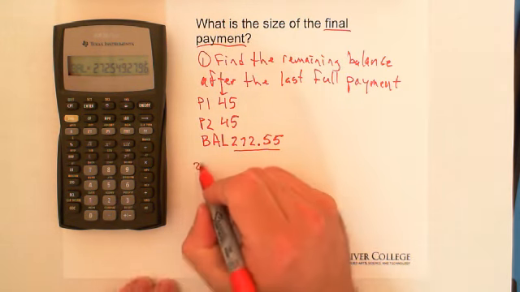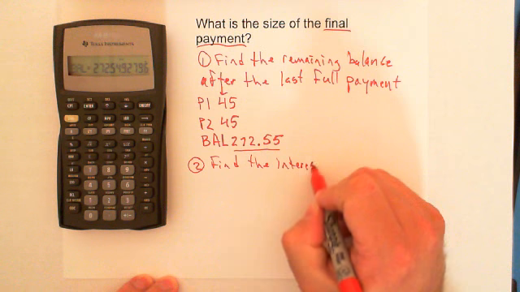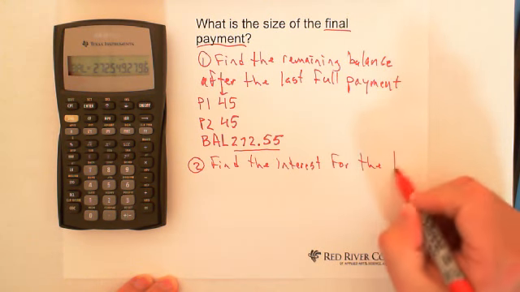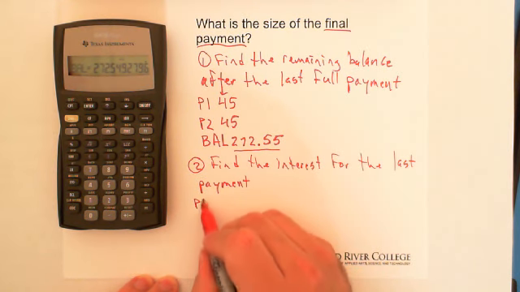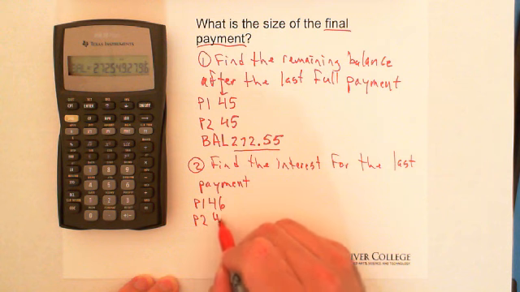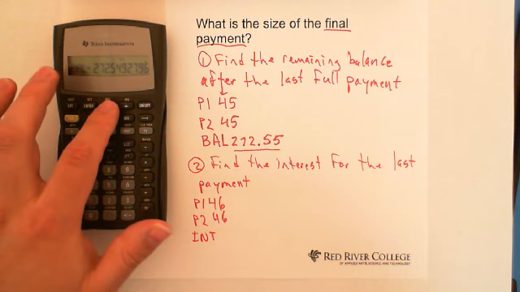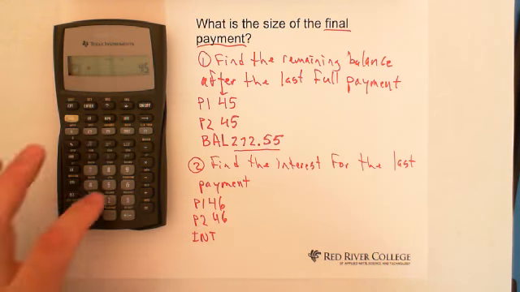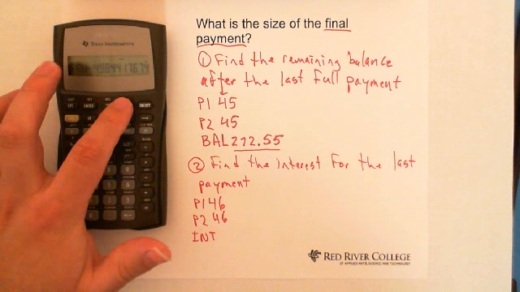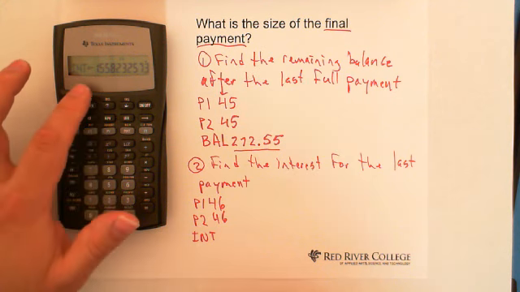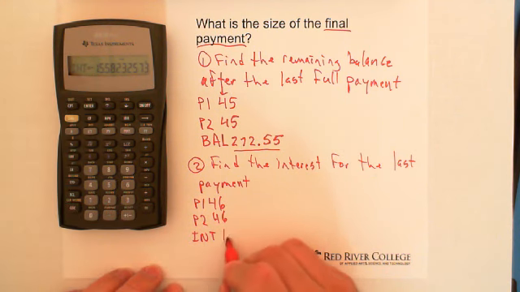Now, step 2 is to find the interest for the last payment. To do that, P1 and P2 will be 46 each, and then we'll scroll to the INT. Let's push the up arrow this time to go to P1. So 46, enter, down, 46, enter, down, and then we'll scroll down 3 times to the INT, and it's $1, we got 558, so the 8 would round the 5 up to a 6, so we're looking at $1.56.